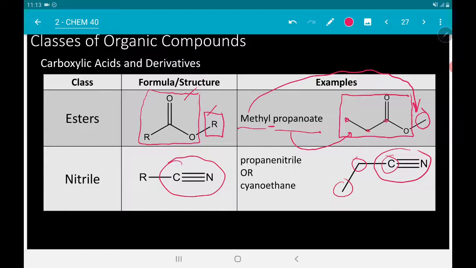So, kapag ganito ang naming mo, i-include mo yung carbon dun sa nitrile. Okay? So, 1, 2, 3. Kaya siya propane nitrile. Kapag naman cyano, this is the whole cyano group. Okay? Hindi mo na i-include yung C na to dun sa bilang. Kaya ethane lang to. Okay? So, another example.